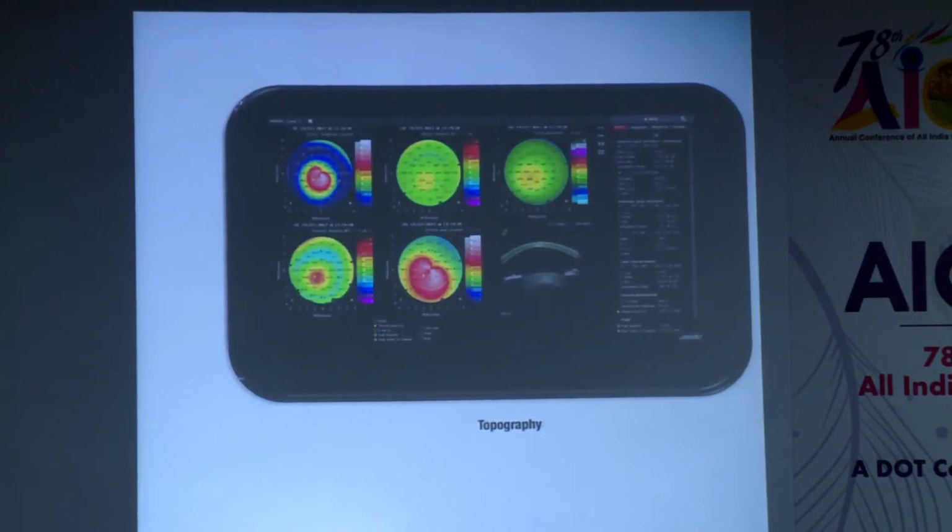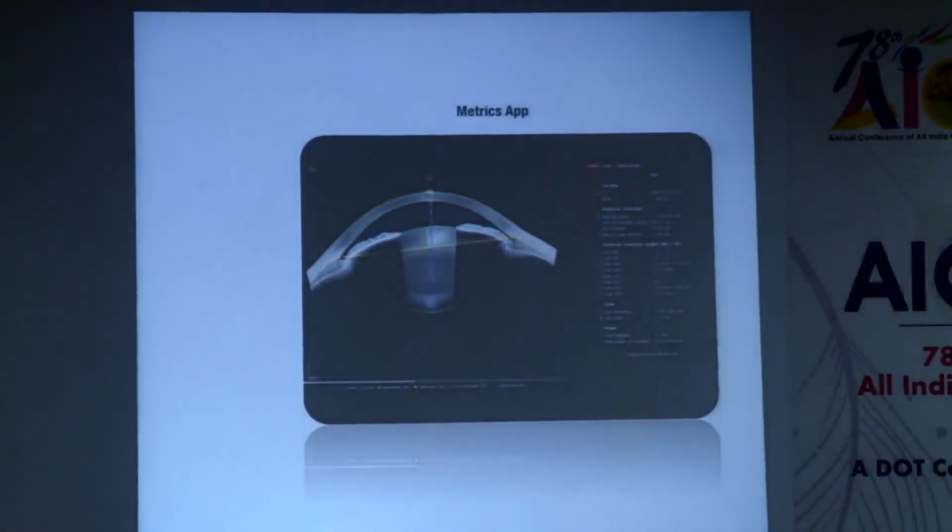Topography, you can do a comparative topography also, and of course a singular topography, and as I said earlier, you can match it on a single page with the cataract and cornea together. The metrics app allows you to manually measure all the angle to angle, the sulcus to sulcus distance, also the ACD, extremely helpful in calculating the vault size in ICL patients.